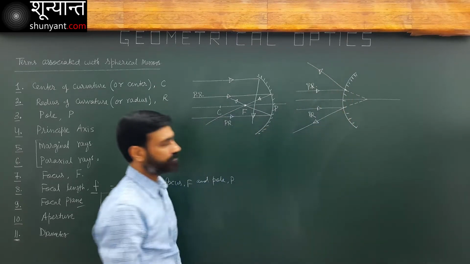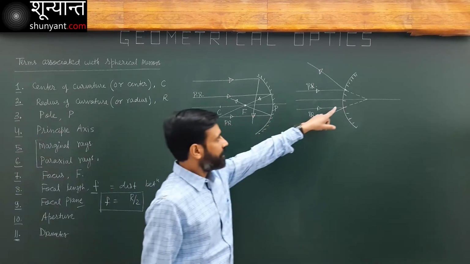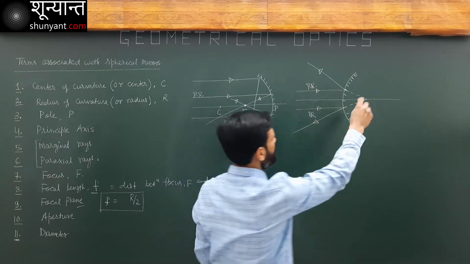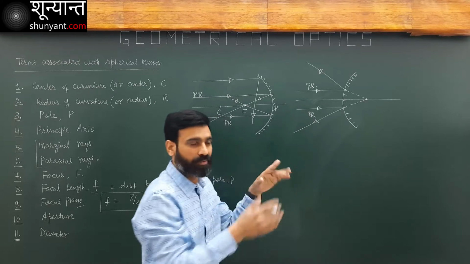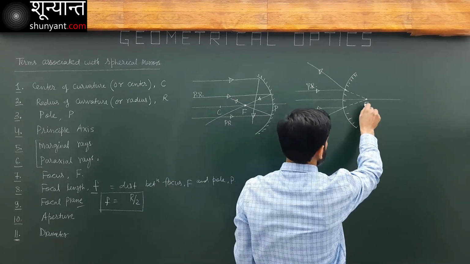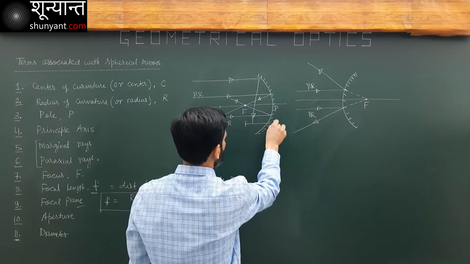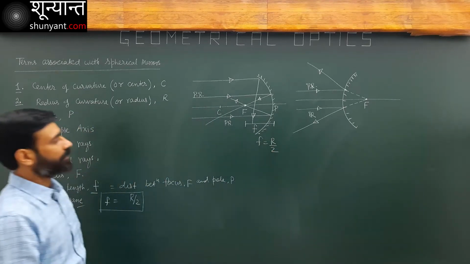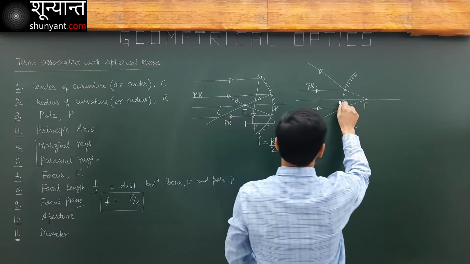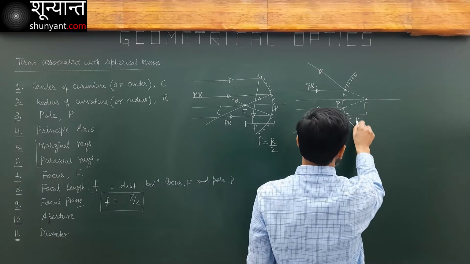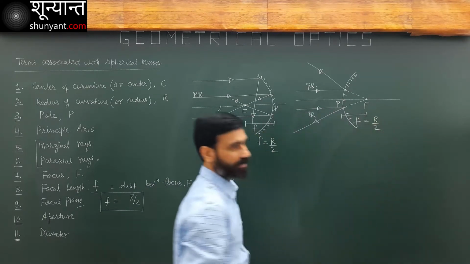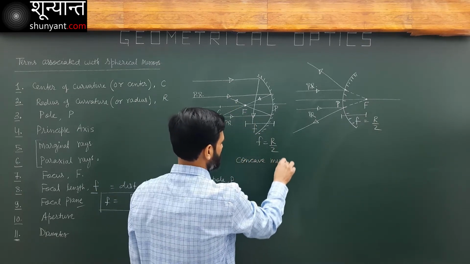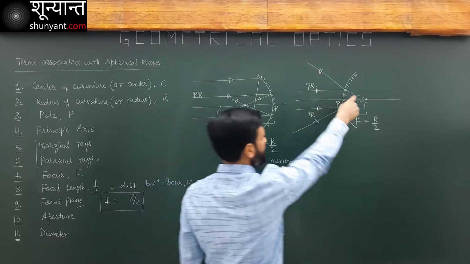It's like this. So these two light rays, both paraxial rays, after reflection seem to be diverging from this point. So this becomes focus. This distance from pole to focus is F, and F is equal to R by 2. Here also, this is the pole, the distance between pole and focus is F, equal to R by 2. This is a concave mirror, and this is a convex mirror.